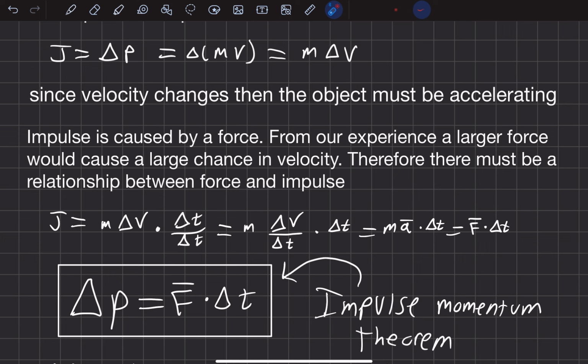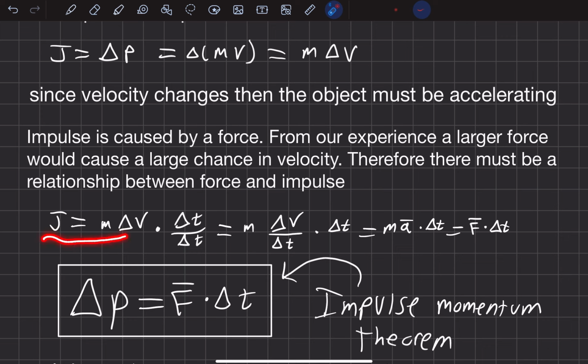From our experience, we can easily tell that a larger force would cause a larger change of velocity. If you're hitting harder, it's going to change the velocity more. So we know that there must be some kind of relationship between force and impulse. Larger force means larger impulse. But what is the actual mathematical definition of this?